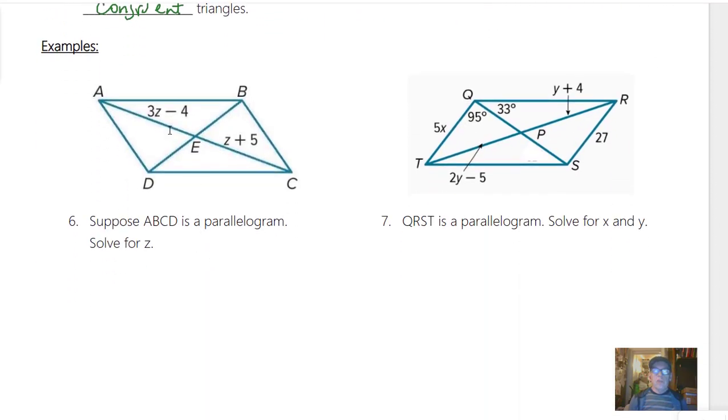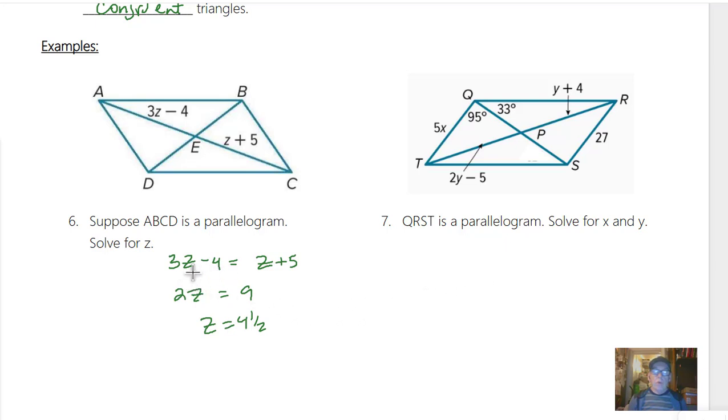So here, this plays off of the BD diagonal bisecting the AC diagonal, and they want us to solve for Z. These 2 sections need to be congruent to each other because of the diagonals being bisectors. So 3Z minus 4 must equal Z plus 5. Take Z away from both sides and add 4 to both sides. 2 Z's is equal to 9. Z is equal to 4.5.